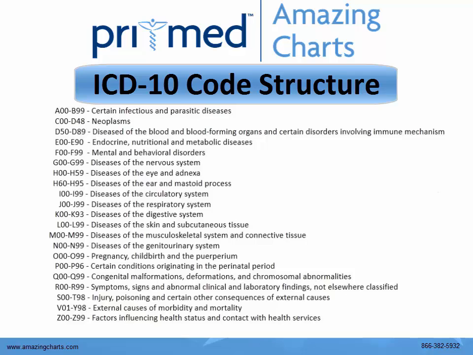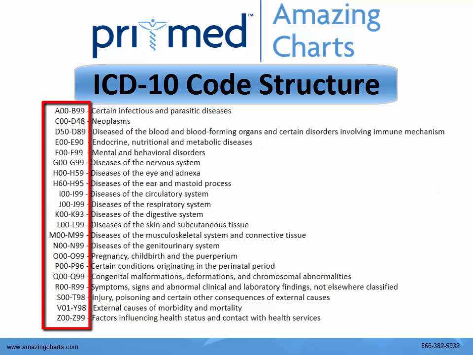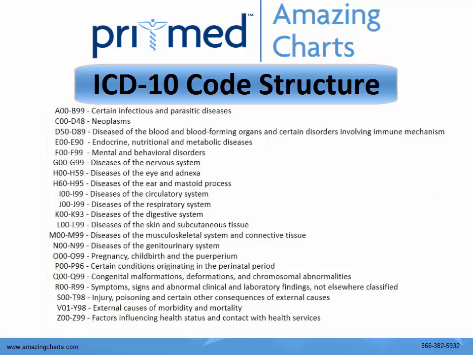The alpha characters at the beginning of the code allow for easy classification of the code. There's a total of 21 different classifications of codes, and they are grouped together in a logical way. For example, all mental and behavioral disorders will always start with an F. Diseases of the circulatory system, such as hypertension, will start with an I. Knowing the classifications will help you in your search for the codes.